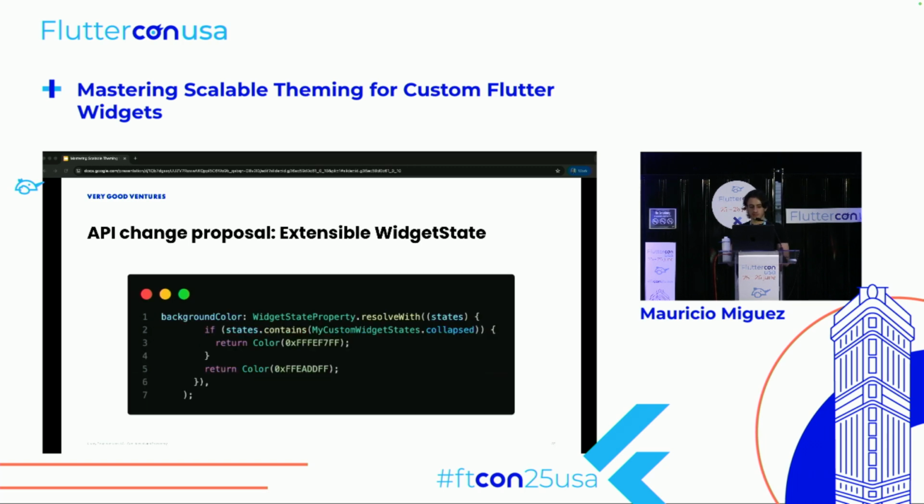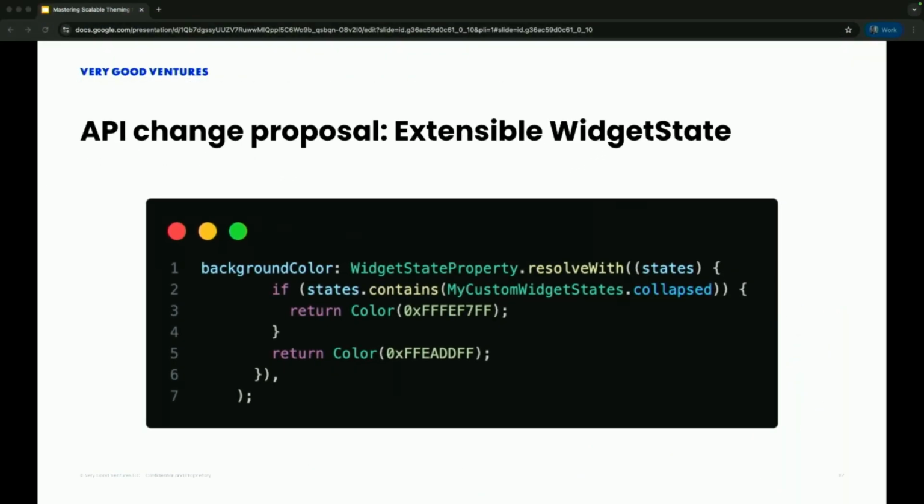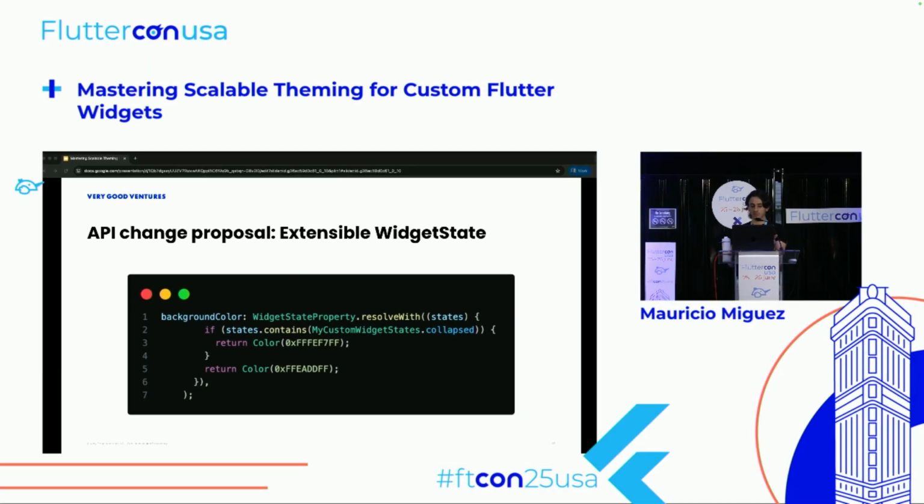Then the only thing that is missing is just defining our widget state property using that new state that we added. This is just to show you that basically the API remains the same with the change. You still call widget state property resolve with, and in the contains, instead of using widget state from the framework, you will use your own class. In this case I call it my widget state and collapse, and change the color based on that.